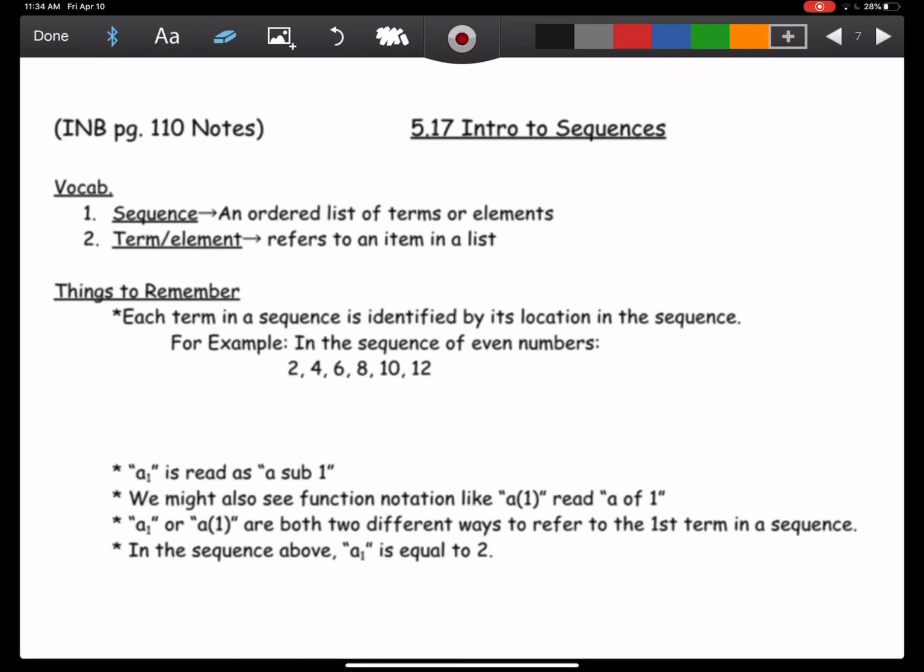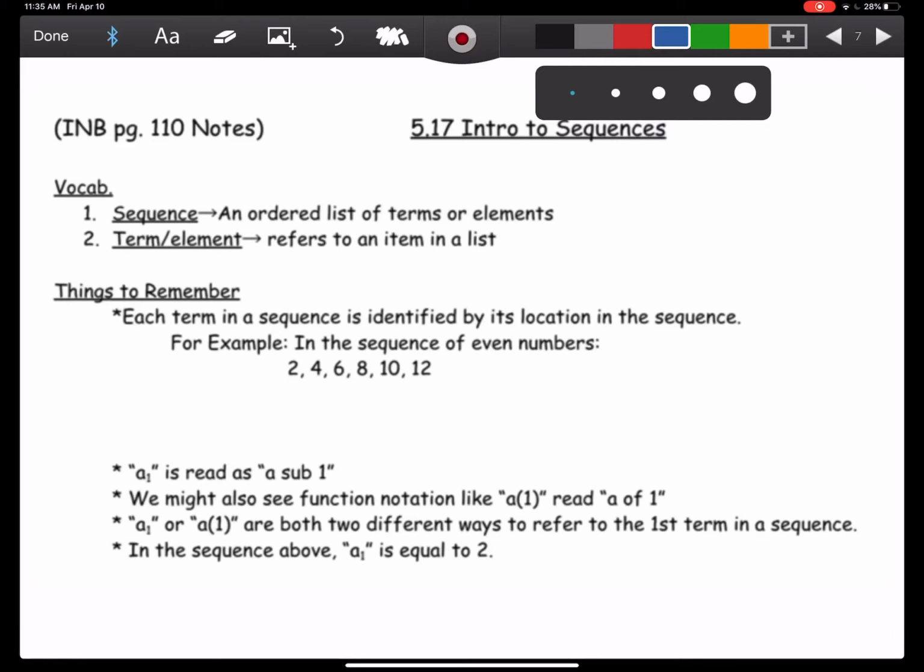Okay, here's our 5.17 intro to sequences, and these are a summary of the notes that you should put into your INB. I was thinking on page 110. So we'll start with some vocabulary.